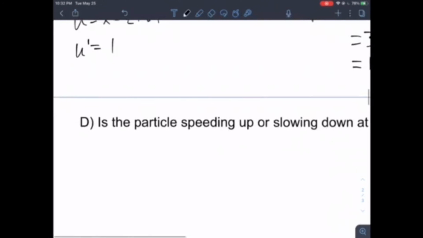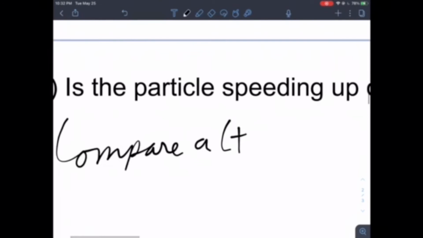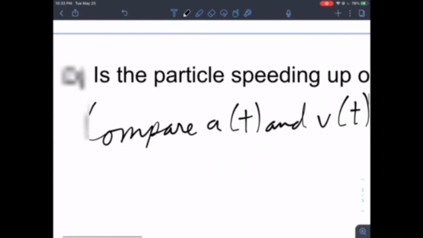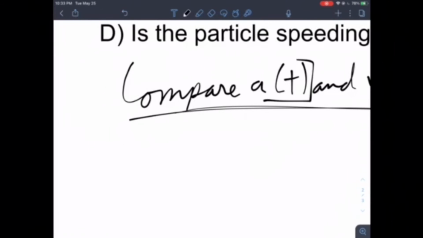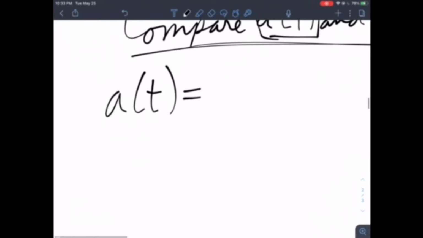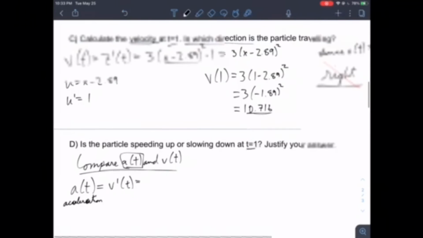Alright, letter D. Is the particle speeding up or slowing down at t equals 1? Justify your answer. So what we need to do, to determine speeding up or slowing down, is compare acceleration of t and velocity of t. We need to do this so we see if they work together or they counteract. So let's define A of t. Like I said before, it's the acceleration. So that is going to equal the derivative of velocity.